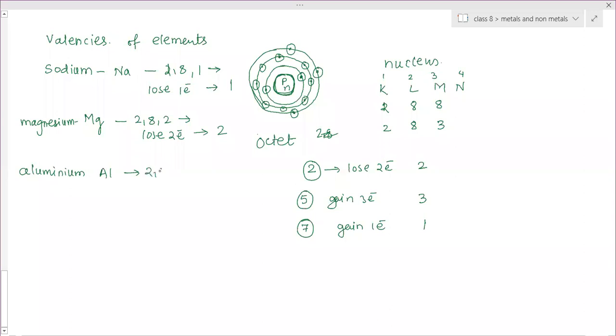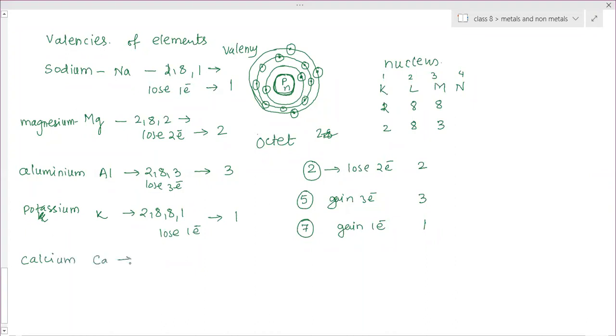Then aluminium, Al, 2,8,3. It will lose 3 electrons. So its valency is 3. Okay. Then next is potassium, K, 2,8,8,1. Lose 1 electron. So valency is 1. Calcium, Ca, 2,8,8,2. It will lose 2 electrons. So valency is 2.